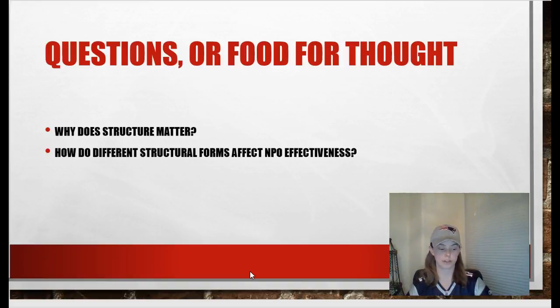Obviously, as the book mentions to some degree, and I think your experience will really help round this out for you, these different forms are not perfect. Despite the early labels of the mechanistic and the organic, they're not ideal types in the sense of this is how you must structure an organization to be effective. But being aware of what the strengths and weaknesses are with each type of form might help your organization become more effective in the long run.